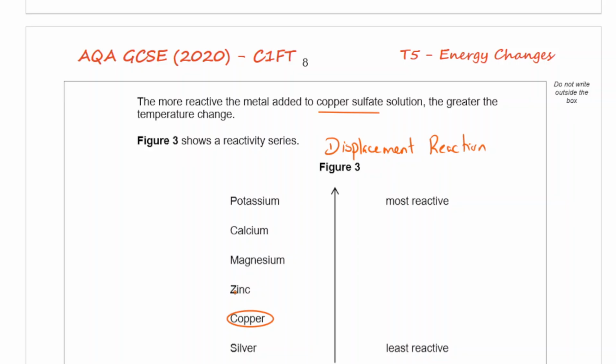But if you add zinc, magnesium, calcium, or potassium, all of them in powdered form, they will all react. And potassium will react the most. It will simply push away the copper or displace the copper and link up or bond with the sulfate to form the potassium sulfate salt, and copper will be displaced. So all 4 of these metals can displace the copper.